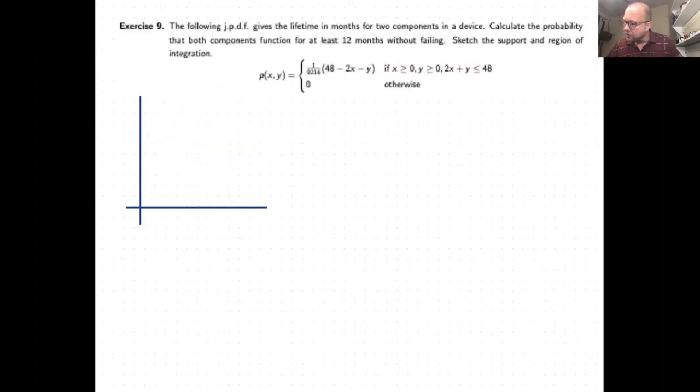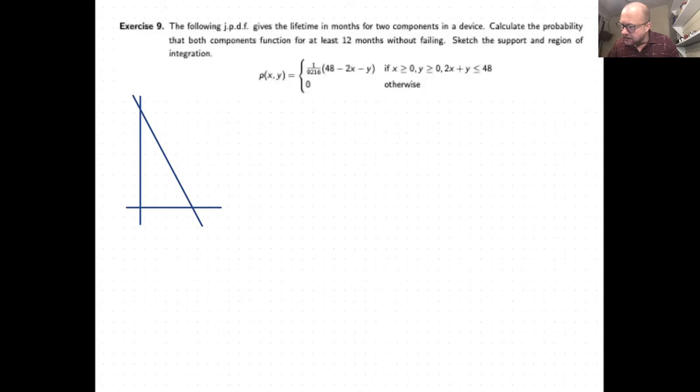But we need to draw this line that has a slope of -2 and a y-intercept of 48. So rough drawing there. Doesn't have to be very exact. Keep that sort of thing in mind.